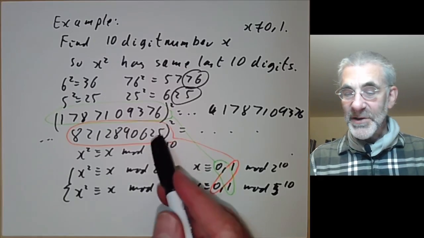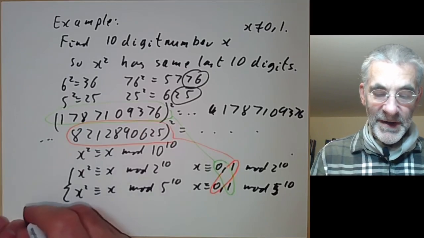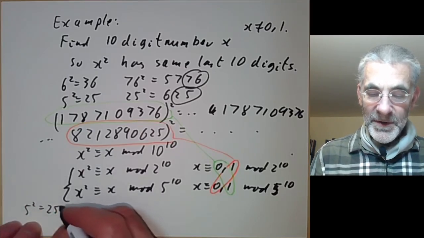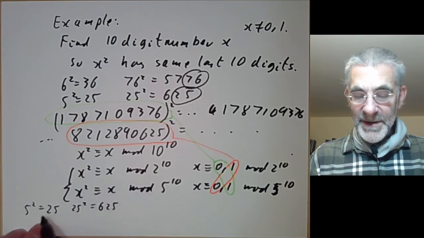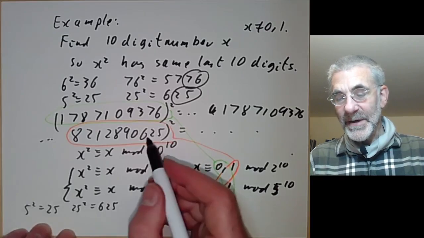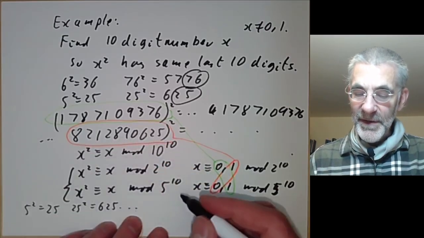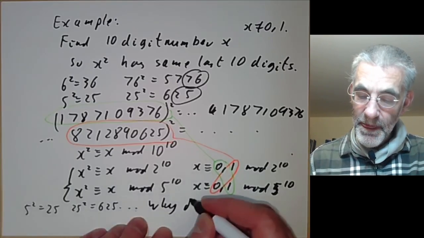Anyway, I mentioned there was actually a different way of finding these solutions. What you can do is you can take 5, and then you can square it, and then you can square it again. And each time you square 5, you get an extra digit of this solution. So we can just carry on like this. And I'm going to leave it as a little exercise. Why does this work?